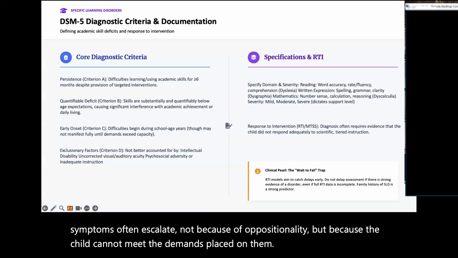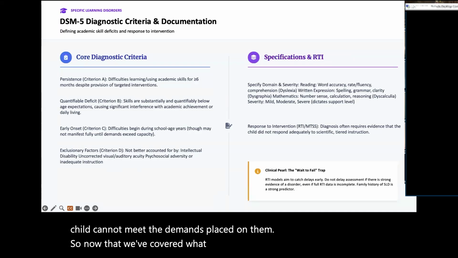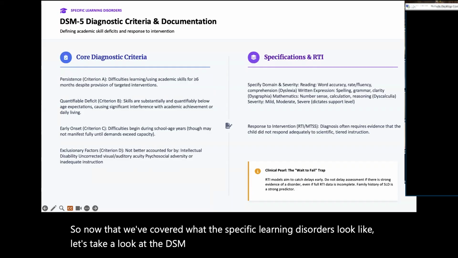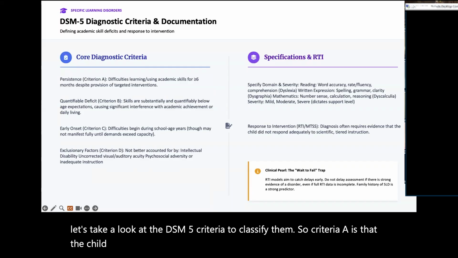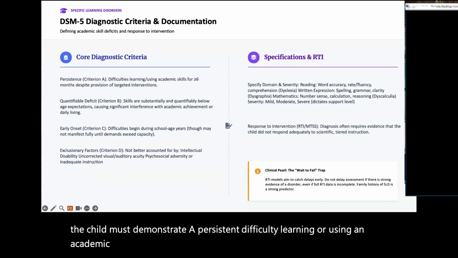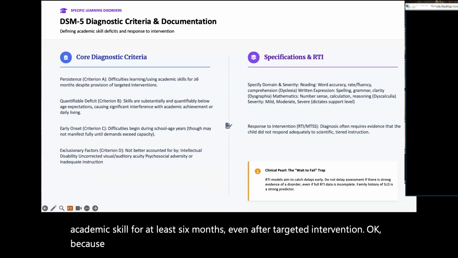So now that we've covered what the specific learning disorders look like, let's take a look at the DSM-5 criteria to classify them. So criteria A is that the child must demonstrate a persistent difficulty learning or using an academic skill for at least 6 months, even after targeted intervention. Okay, because the goal is to rule out what? Poor teaching or poor instruction.